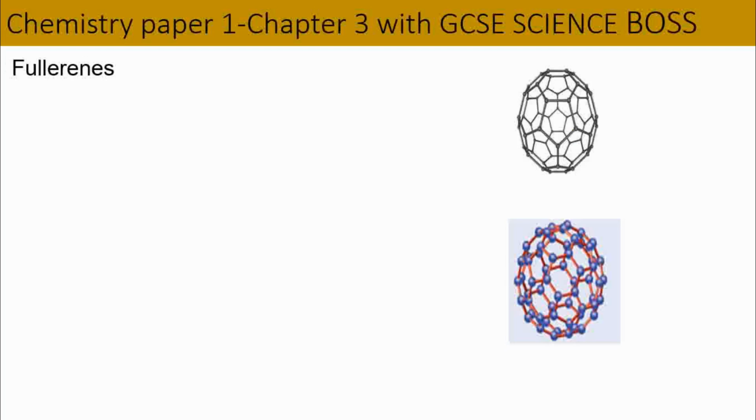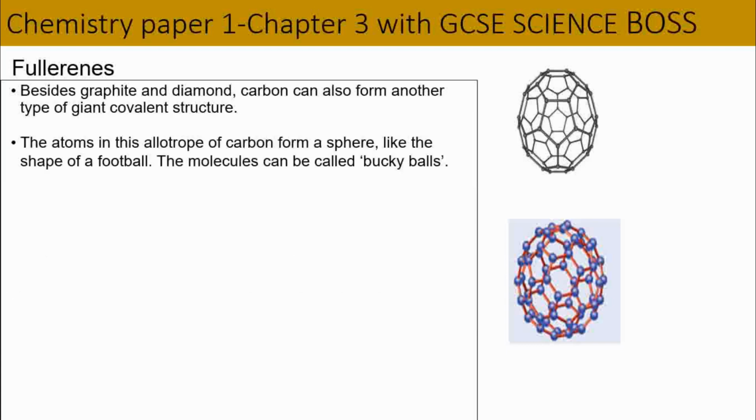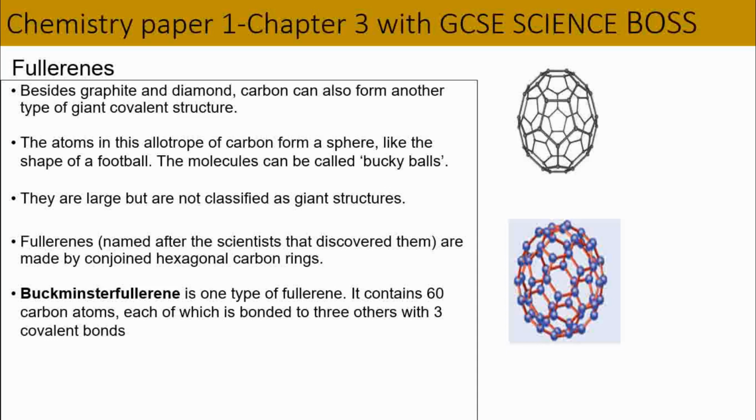Now, another type of giant structure that we need to look at is fullerene. Fullerene looks almost like a football here. It's a pentagonal and hexagonal arrangement of carbon atoms as shown there. The atoms form a carbon sphere, and we refer to that as buckyballs. They are large, but they're not necessarily considered giant structures per se. Fullerenes are named because of their co-joined hexagonal shaped carbon rings. And then you have Buckminster fullerene, which is another type of fullerene made from 60 carbon atoms.